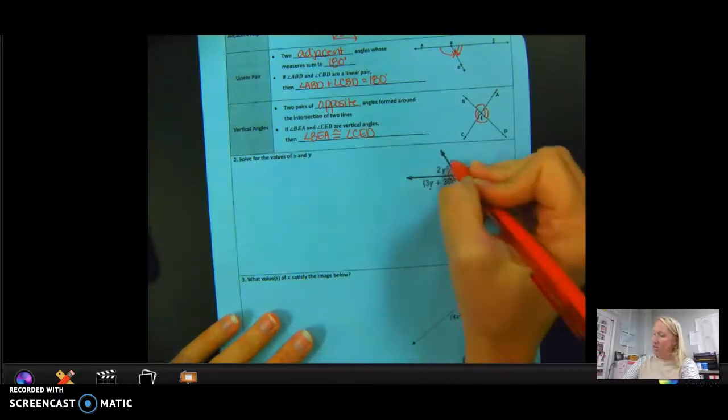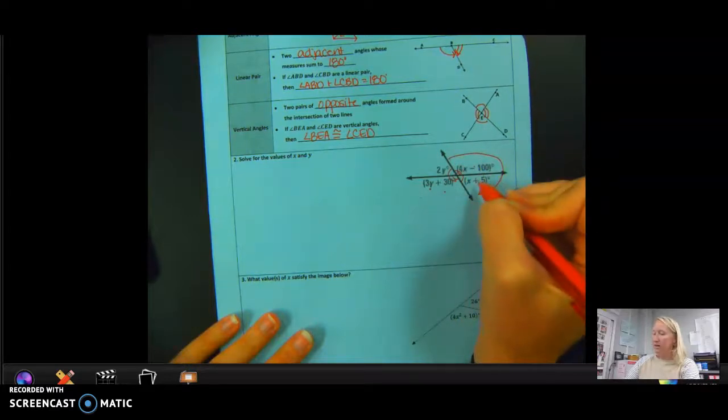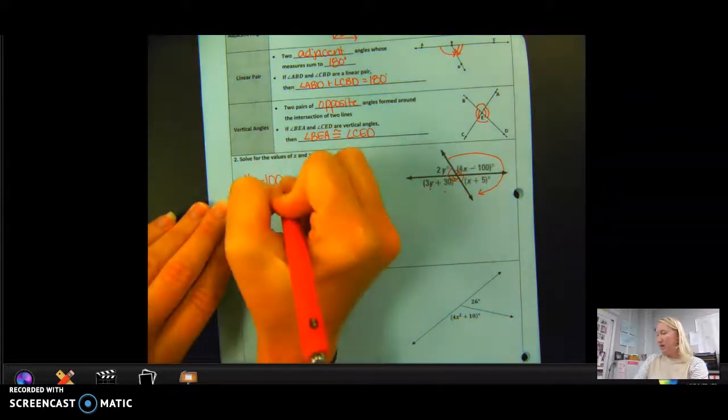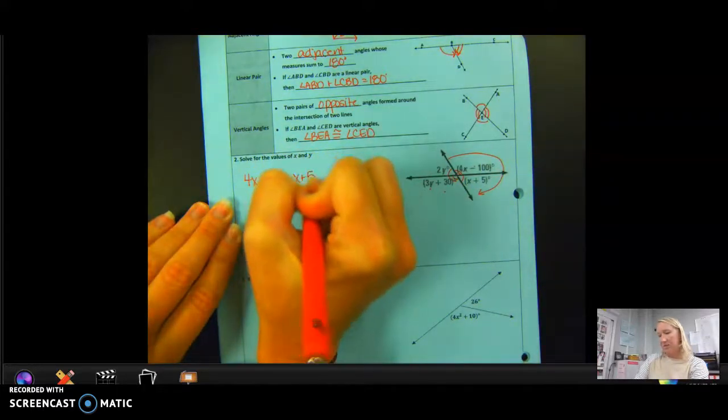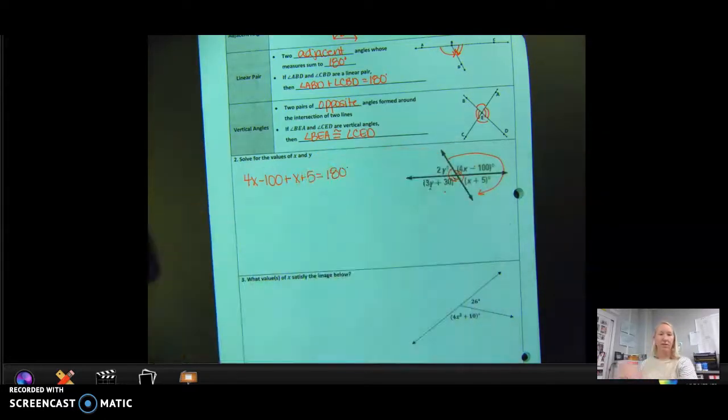Other than that, don't you see that this is a line? So these two things are a linear pair. Same thing here. These two things are a linear pair. So if I know that 4x minus 100 plus x plus 5 equals a linear pair, that means that they equal 180 degrees. So that's how I'm going to solve for x.